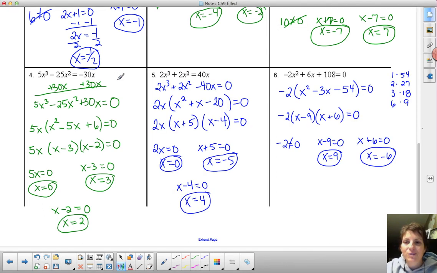I'm fairly confident that you did well on these. Just remember the 2 things that we learned today. We talked about factor by grouping, and we talked about factor completely being not just GCF, but potentially pull out a GCF and factor again.